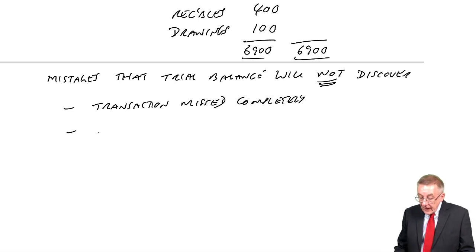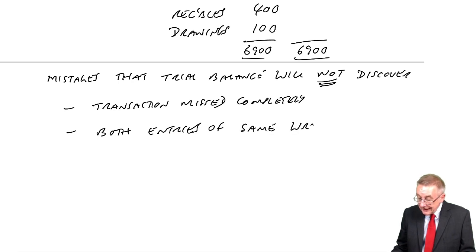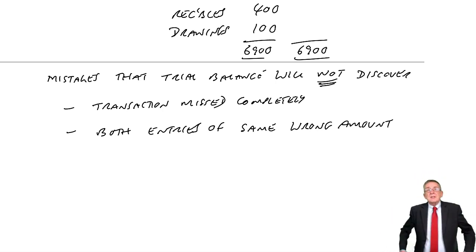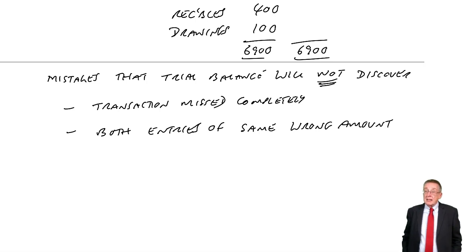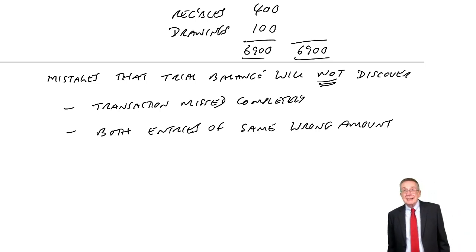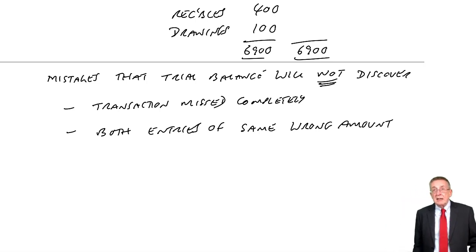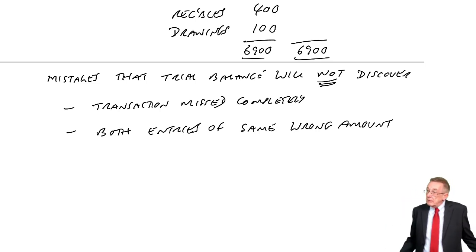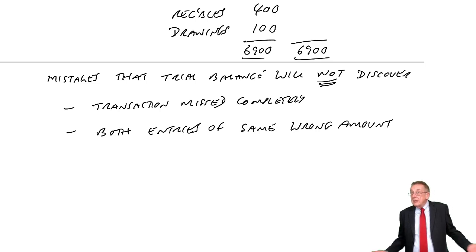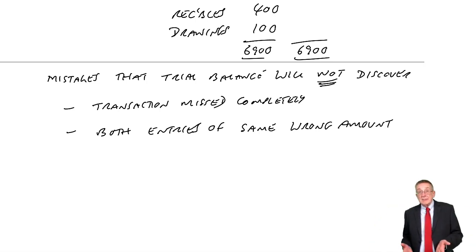Another one. Both entries of the same wrong amount. Think of the car again, it was 1,000. We've entered 1,000, debit car, credit cash. But suppose in a hurry we misread the bill and we entered it as 100. Credit cash 100, debit car 100. Well, both accounts are wrong, but the debits will still equal the credits.